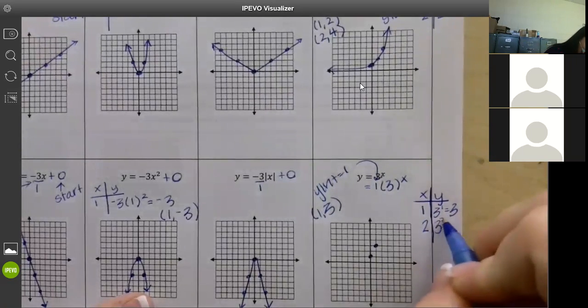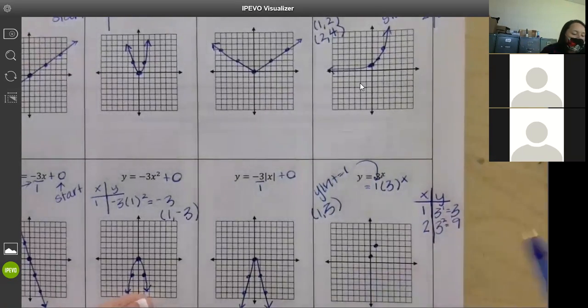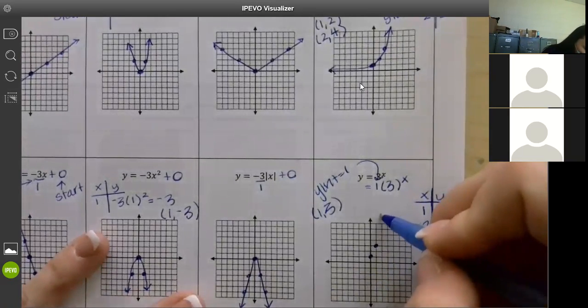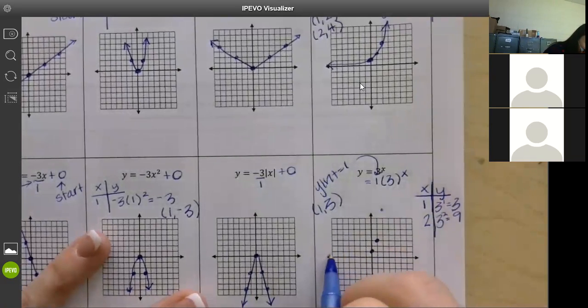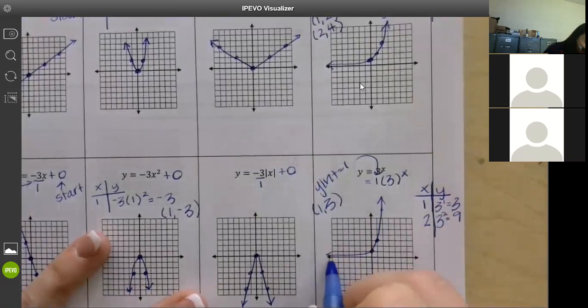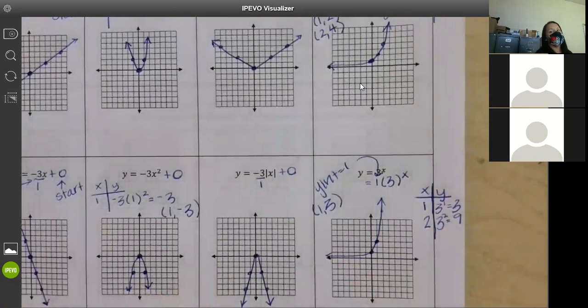So 3 squared is 9. And I can't get that on here, and that's fine. If you want to try to throw it up there somewhere, that's fine. Get as close as you can to 0 and sweep it up. Again, do not let it cross 0.